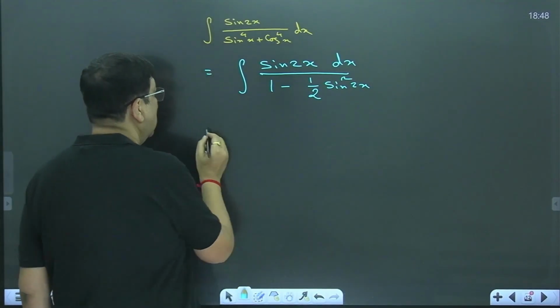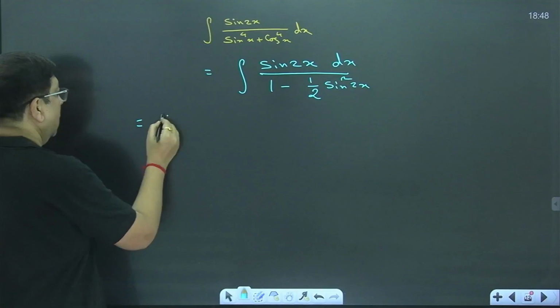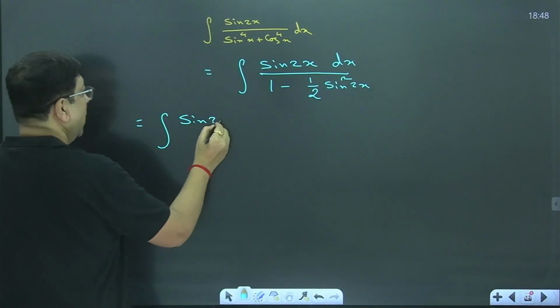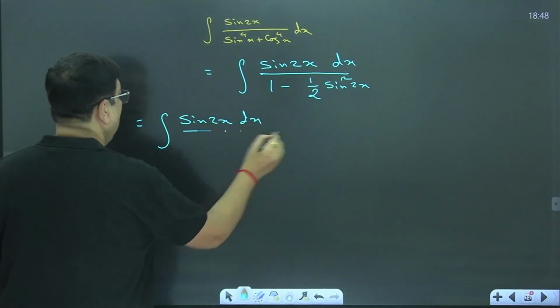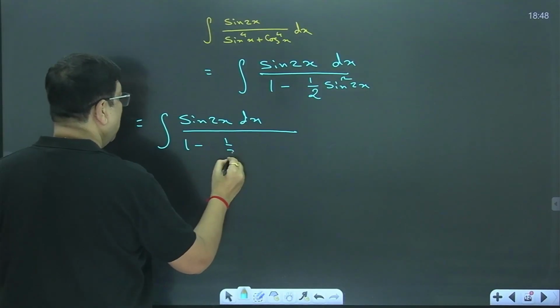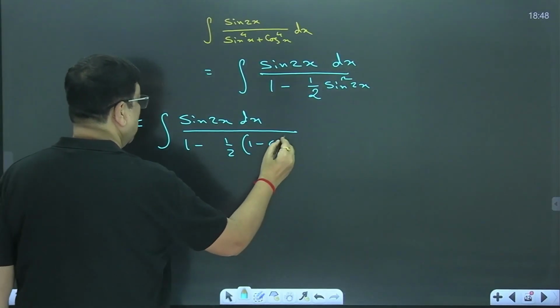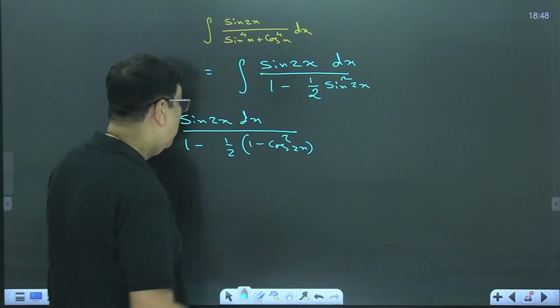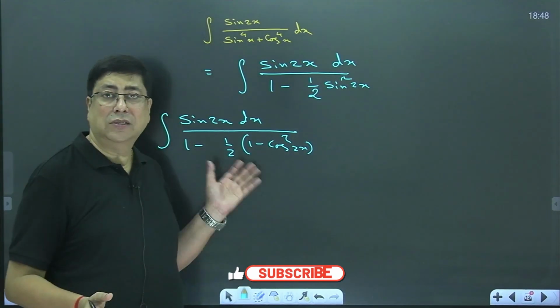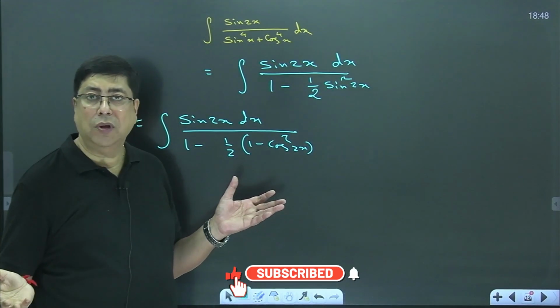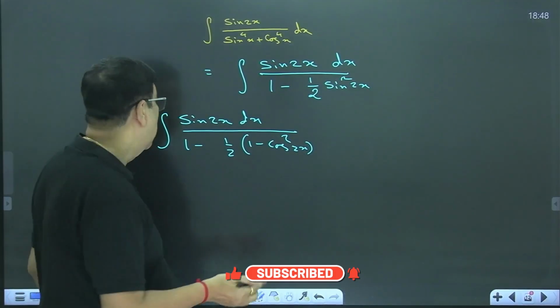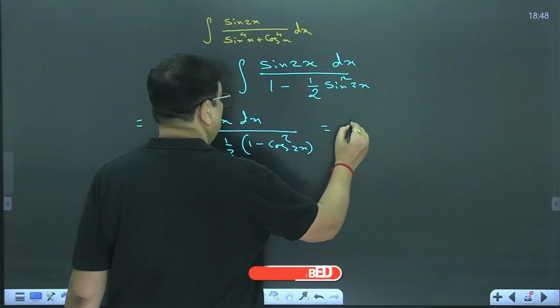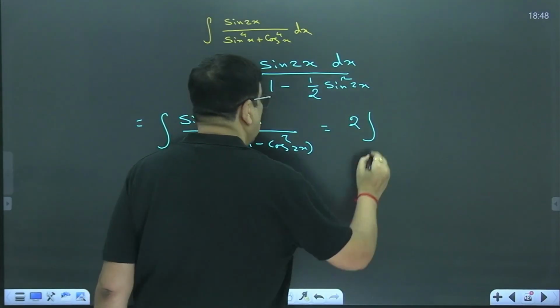So I am writing here sine 2x dx by 1 minus half 1 minus cos square 2x. Our work is done. Now let us simplify and we'll take cos 2x equal to t. We are getting the direct integral. Okay, let us do this. So I am just simplifying the denominator.